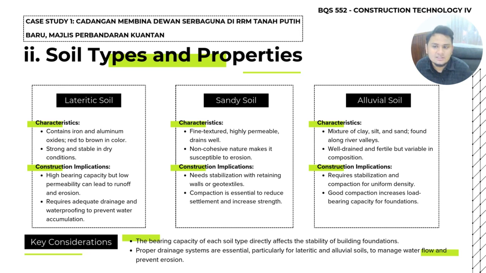And last but not least, the soil type is alluvial soil. The characteristic of this type is a mixture of clay, slate, and sand found along river valleys. Well-drained and fertile but variable in composition. So the construction implication of this alluvial soil is that it requires stabilization and compaction for uniform density, and good compaction also increases load-bearing capacity for foundations.